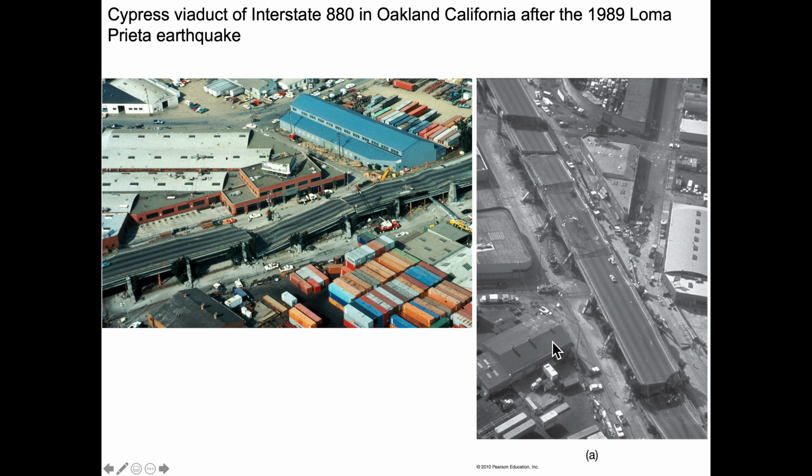We can see examples of this in earthquakes around the world, earthquakes that are occurring right this very second somewhere on Earth. In this particular example, we're looking at the Cypress Viaduct of Interstate 880. This is an outer belt or a ring road around the Oakland, San Francisco Bay Area that comes off of Interstate 80. So this is the October 17th, 1989 Loma Prieta earthquake. And what you can see here is the collapse of the Cypress Viaduct. And two different images here.